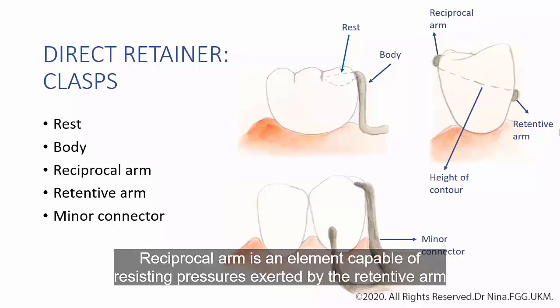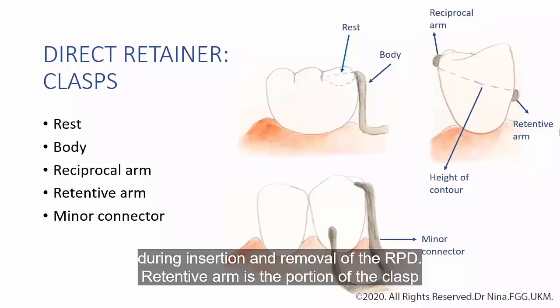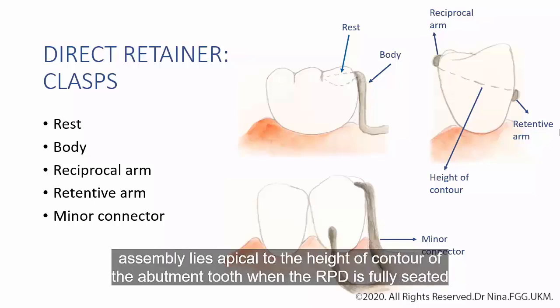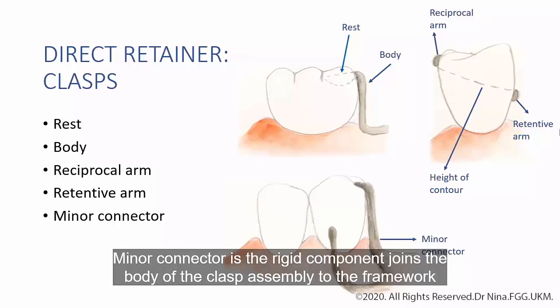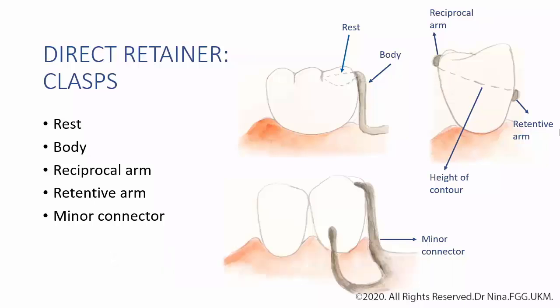Reciprocal arm is an element capable of resisting pressure exerted by the retentive arm during insertion and removal of RPD. Retentive arm is a portion of a clasp assembly that lies apically to the height of contour of the abutment tooth when the RPD is fully seated. Minor connector is the rigid component that joins the body of the clasp assembly to the remainder of the framework.